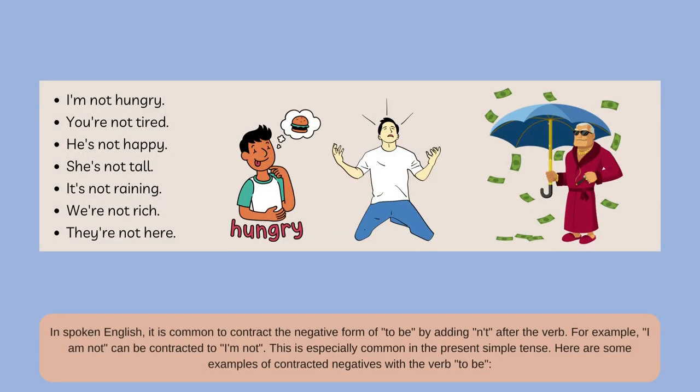In spoken English, it is common to contract the negative form of to be by adding n't after the verb. For example, I am not can be contracted to I'm not. This is especially common in the present simple tense. Here are some examples of contracted negatives with the verb to be.